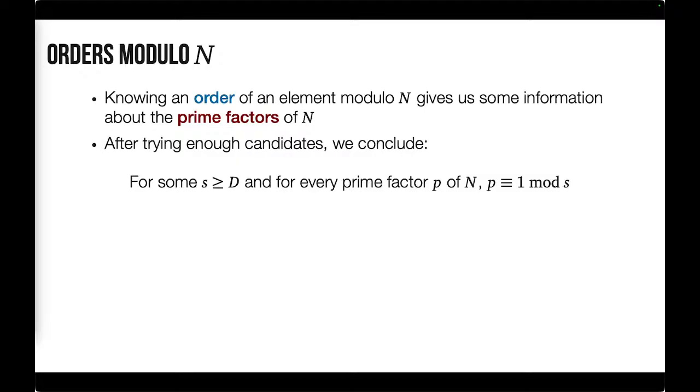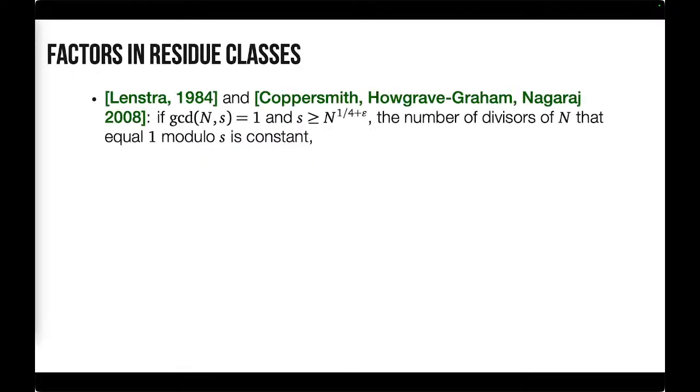Maybe I should say it again. We know that all prime factors are 1 modulo this large number S. And it turns out this is a problem people have actually studied. There is a theorem of Lenstra, which was then reproved by Coppersmith et al. It says that if you have such a number S that is coprime to N, and it is large enough with respect to N, then N cannot have too many divisors that equal 1 modulo S, only a constant number of divisors. In our case, we only assumed we have large prime factors, so the total number of divisors is constant anyway.